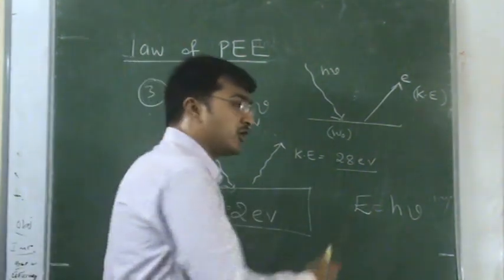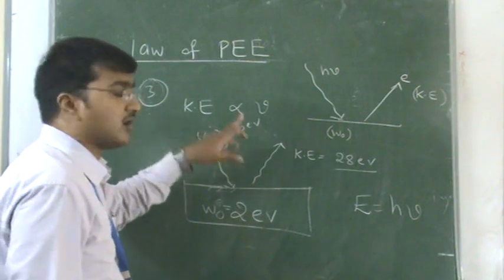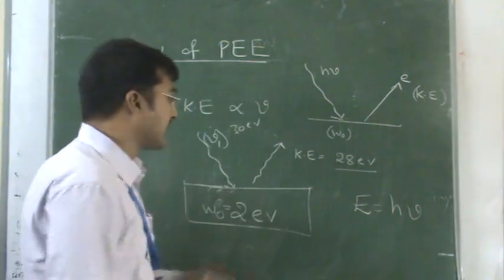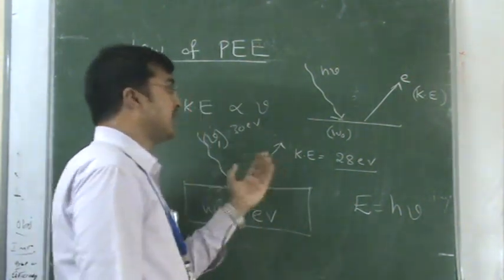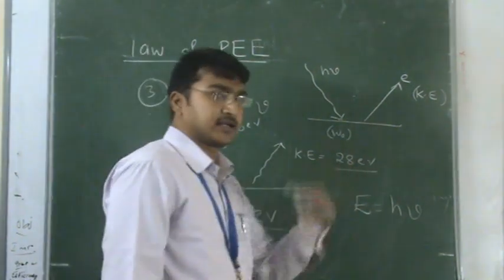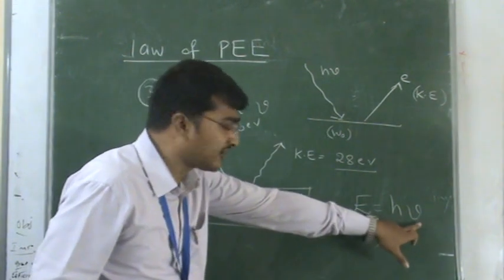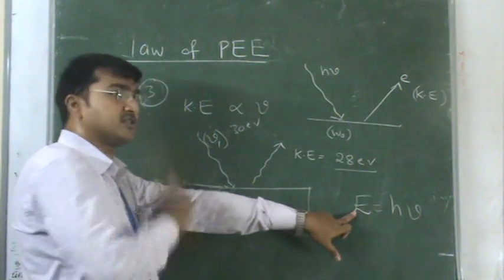So when comparing red and violet, let us assume red light has an energy of 30 electron volts. In that, 2 electron volts work function is removed, and the remaining electron energy is 28 electron volts. That is red color. Now I am using violet. That means I am increasing the frequency. As frequency nu increases, the energy of incident light also increases.